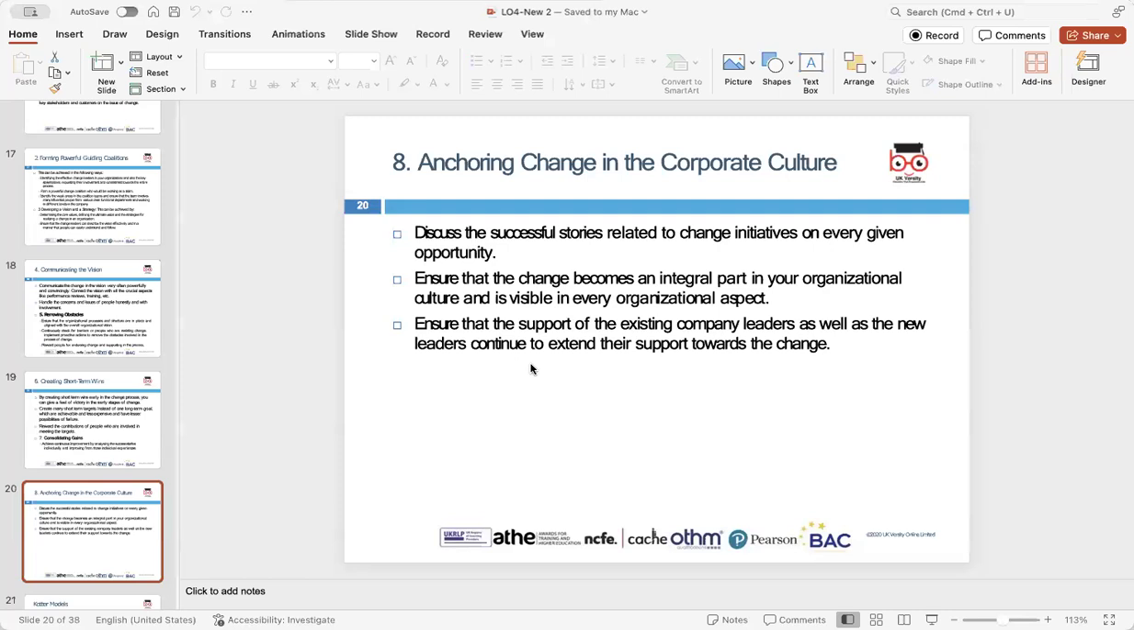Leaders must also ensure that the change becomes embedded in every aspect of the organization, from processes and policies to the overall corporate culture. New leaders should continue to support and promote the change, ensuring its permanence.